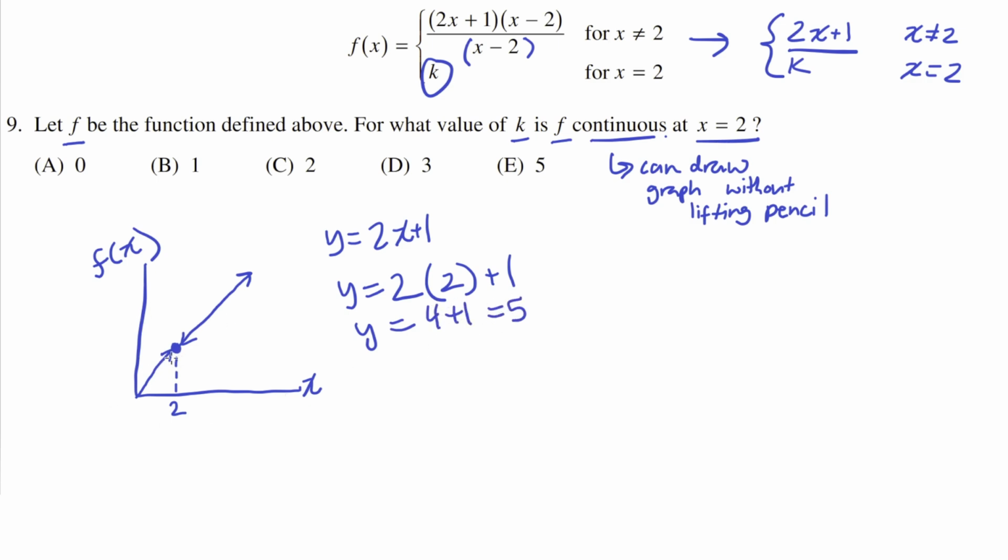So that means as we're approaching x value of 2 from the left and the right, the linear equation was approaching a y value of 5. So in order for us to plug in this hole with a value of k for when x equals 2, we need f of x to equal 5 at an x value of 2. So that means k must equal 5 for f of x when x equals 2, for f to be continuous. So the correct answer is E.